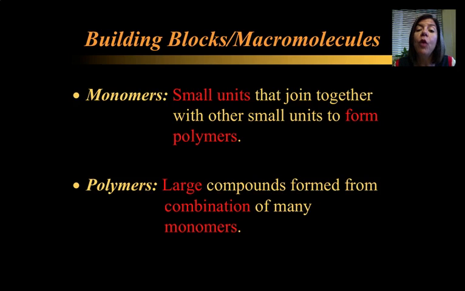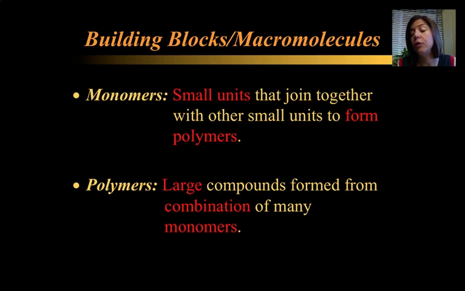Mono referring to one. They are small units that join together with other small units to form the polymers. Poly refers to many. Polymers are macromolecules. These are the larger molecules that are made up of a combination of monomers. So the building blocks are monomers. Those are the small molecules. They make up the larger molecules called macromolecules, which are called polymers.